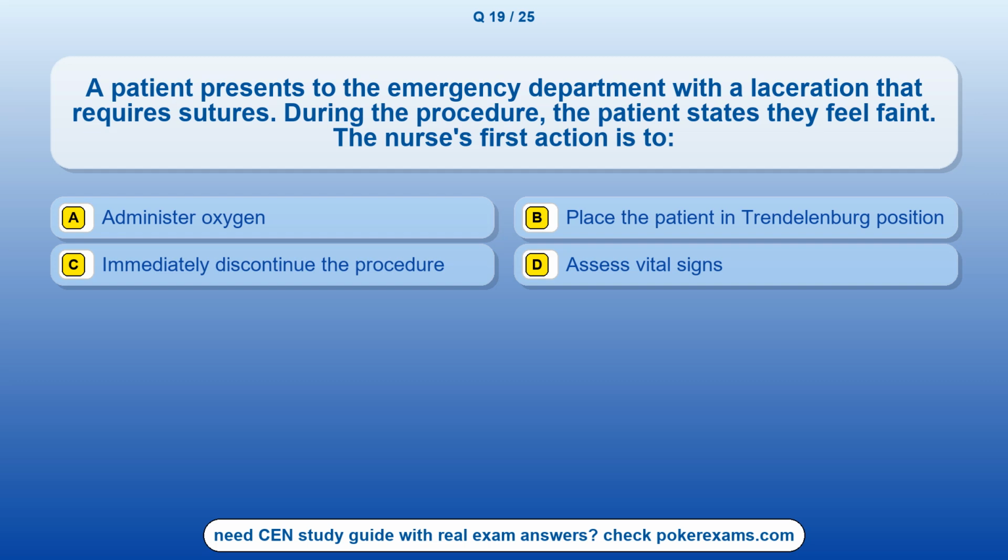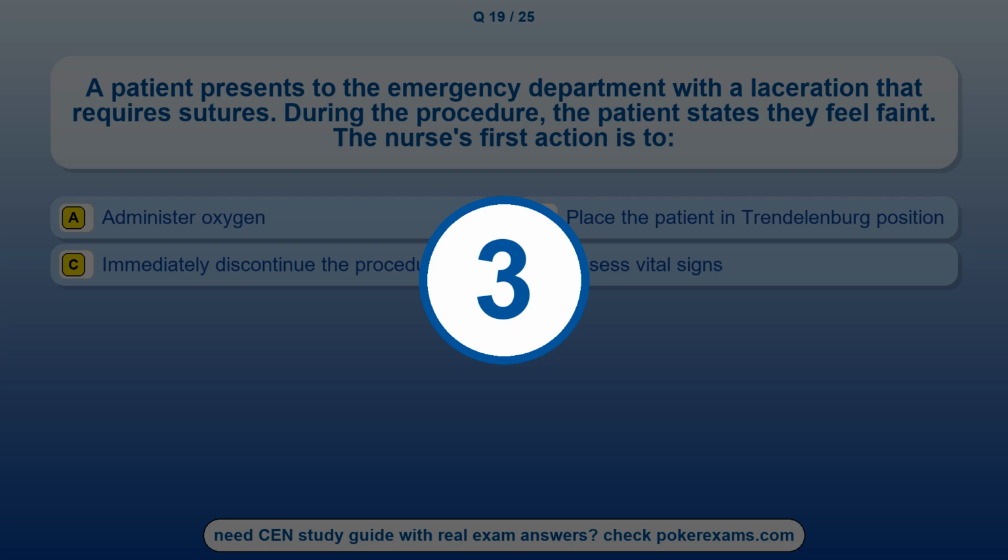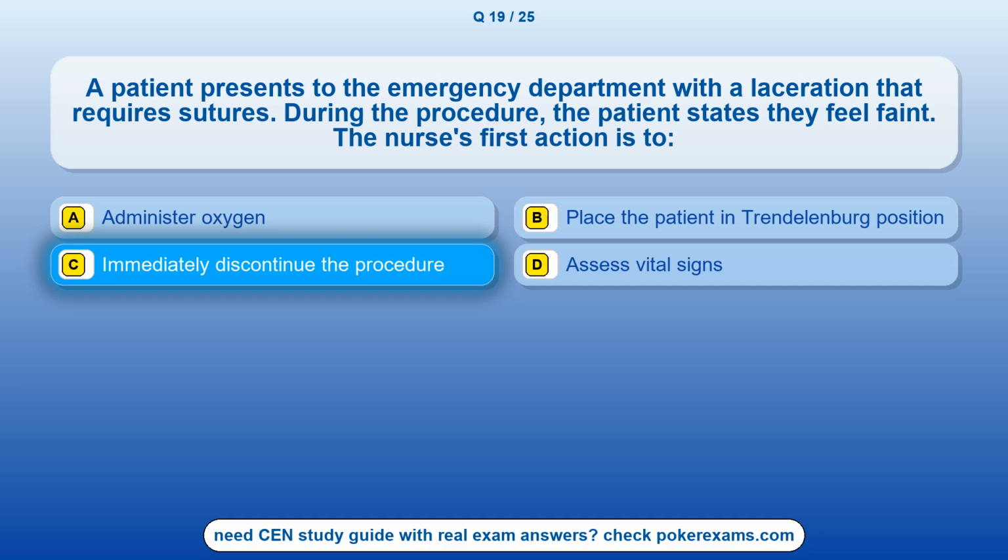Question 19. A patient presents to the emergency department with a laceration that requires sutures. During the procedure, the patient states they feel faint. The nurse's first action is to: Option A, administer oxygen. Option B, place the patient in Trendelenburg position. Option C, immediately discontinue the procedure. Option D, assess vital signs. The correct answer is option C, immediately discontinue the procedure.